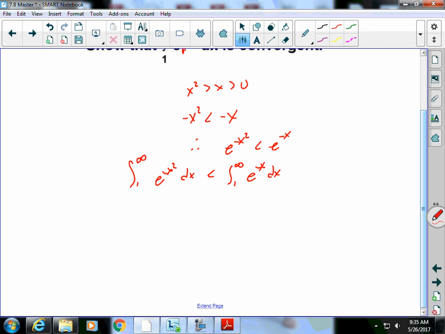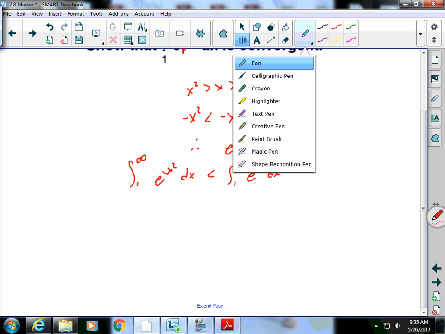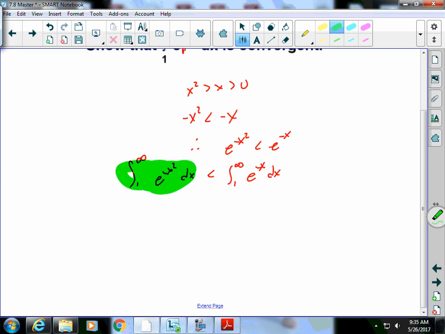Why do I care about that? Because I don't know how to integrate this, but I sure do know how to integrate this. And if what's in blue, e to the minus x, is convergent, then e to the minus x squared has to be convergent because it's smaller, and it will always be smaller.